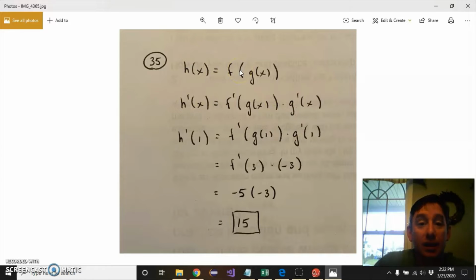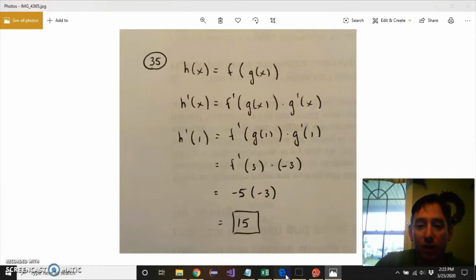If h is a composite function f of g, then make sure you're using the chain rule to find the derivative of h. h prime is going to be f prime of g, don't change the inside stuff, and then tack on the derivative of the inside stuff. So the derivative of h is f prime of g times g prime. So h prime of 1 is going to be what you see here, f prime of g of 1, times g prime of just 1.